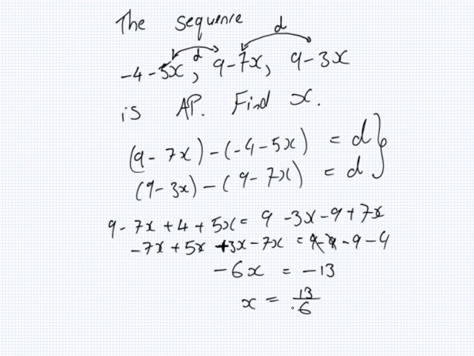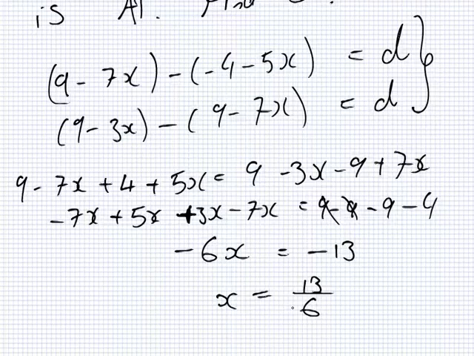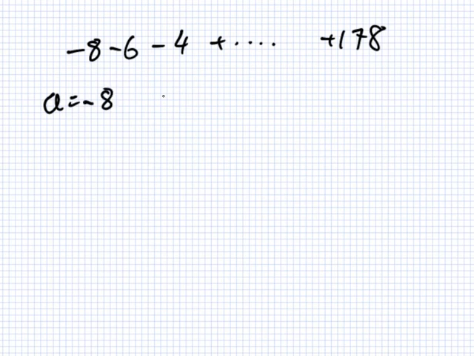Okay, another example. One more example now after this. Yep, okay. Calculate this, we'll say. -8, -6, -4, up to 178. Alright, well let's see what happens. What's the A here? -8. And the D? +2.